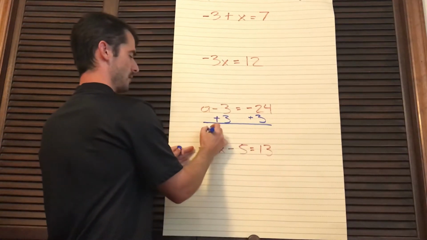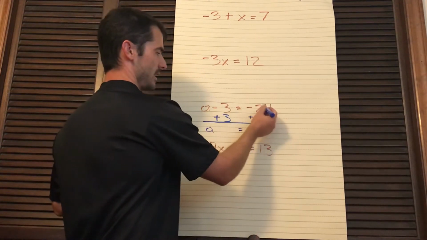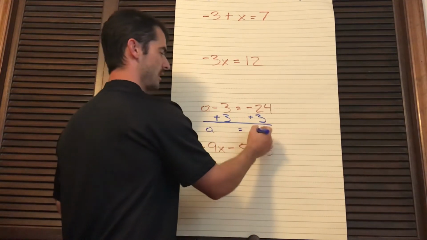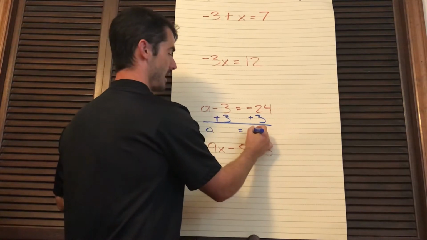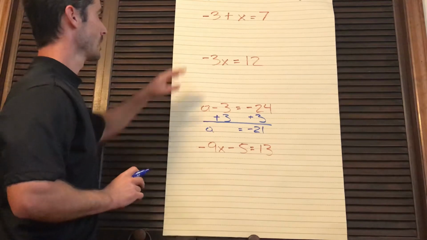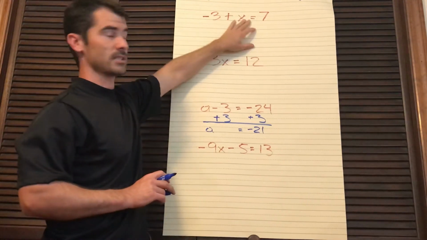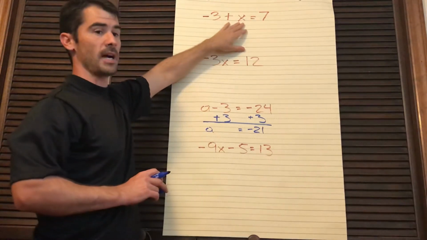So it gives us a equals, and the only new part about this is you've got negative 24 plus 3. That's going to give you negative 21. So for the problem up here, we have negative 3 plus x. These two numbers are being combined through addition.